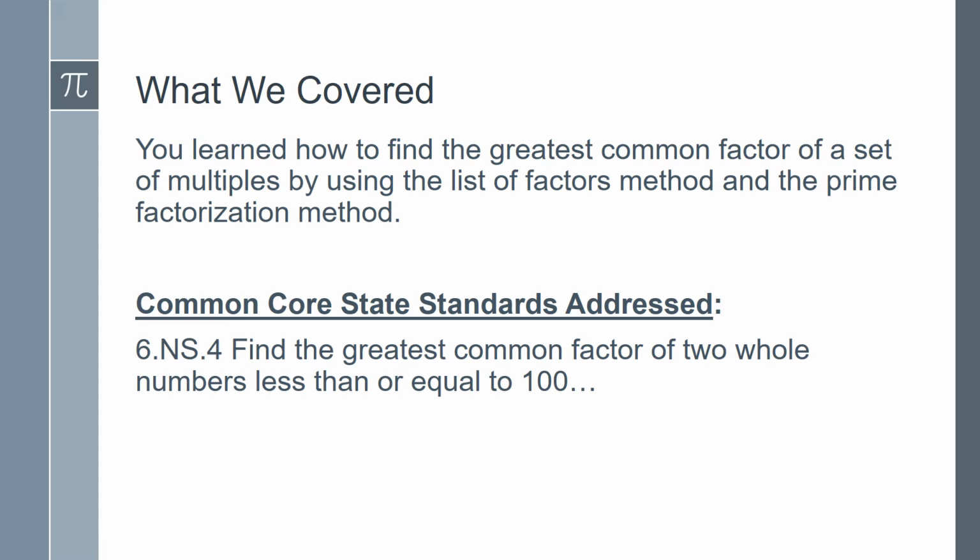Today you learned how to find the greatest common factor of a set of multiples by using the list of factors method and the prime factorization method. The Common Core state standard today was 6NS4.